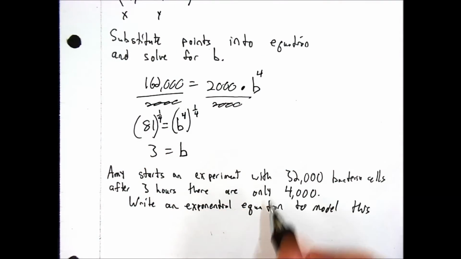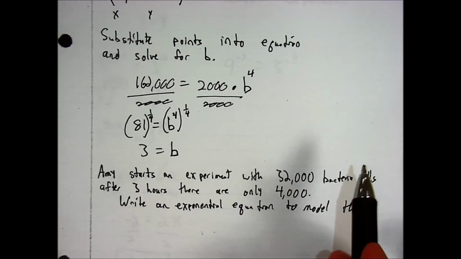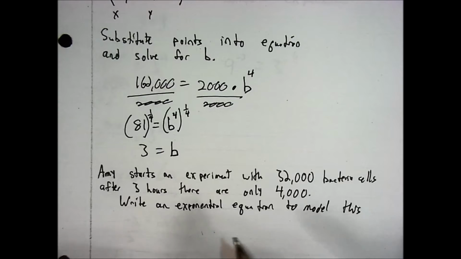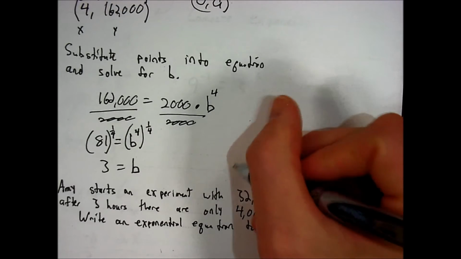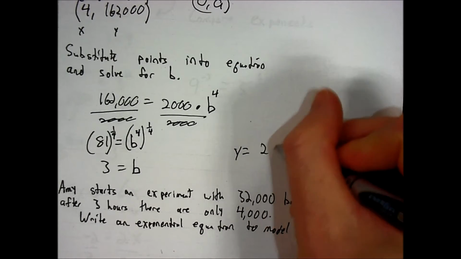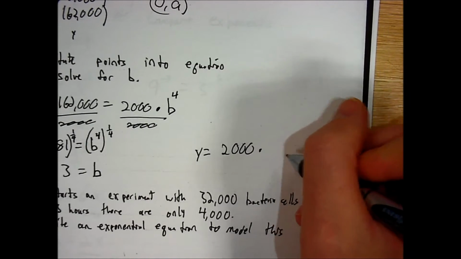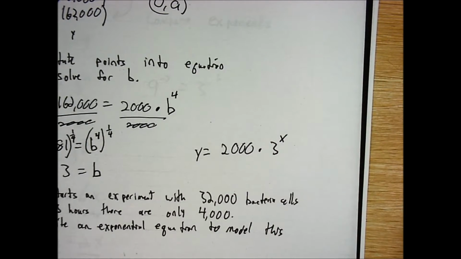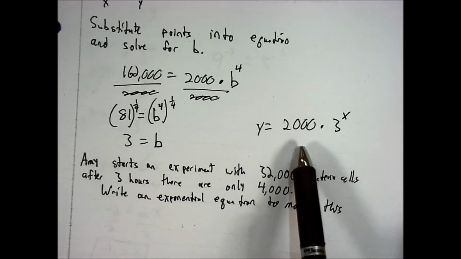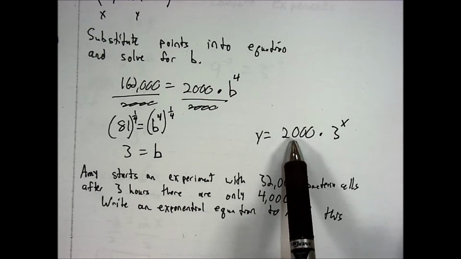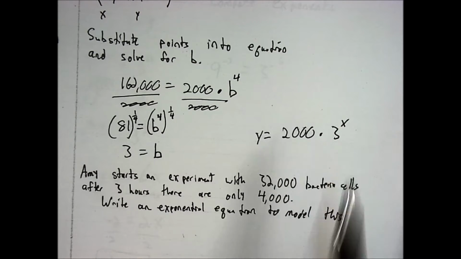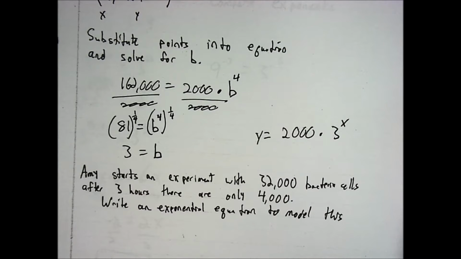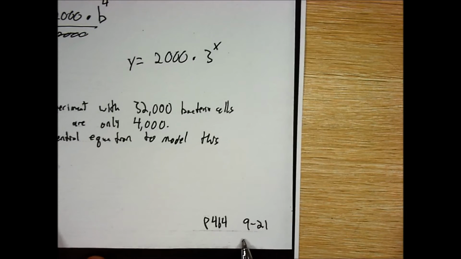And now we can rewrite our equation and finish it off. For your final equation, we want to have the letters y and x in the answer, but we want to have a and b filled in. So we have y equals, our a was 2,000, times our b was 3 to the x. So let's think about what this means. It means we're starting the experiment with 2,000 bacteria cells, and this times 3 to the x means it's tripling every hour. That's what that means.